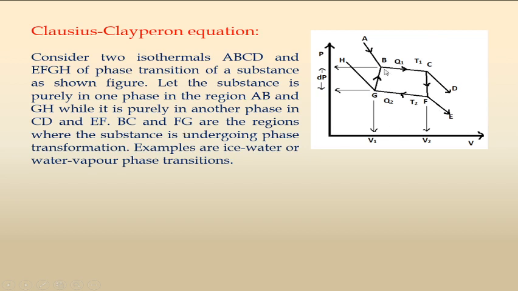BC and FG, this particular middle region, is actually the region where the substance is undergoing phase transformation. So you can take any example such as ice to water phase transition or water to water vapor phase transition. If you consider the first one, say for example ice and water, you can say in this part it is purely ice, in this part it is purely water. So in the middle part you can say ice is getting converted into water in the forward direction. If you go in the reverse, water is getting frozen into ice. Here it is melting, it is freezing here, like that.